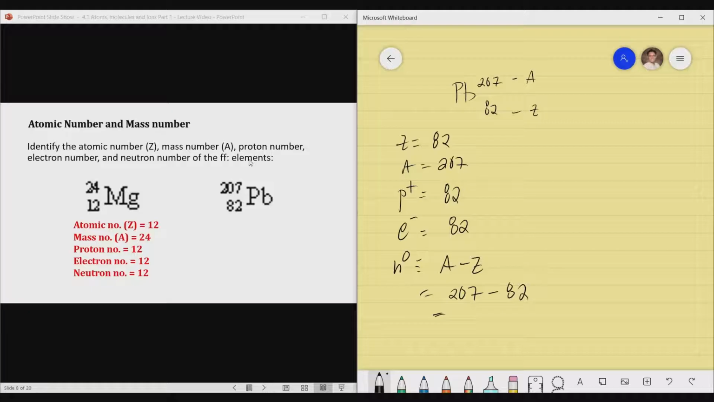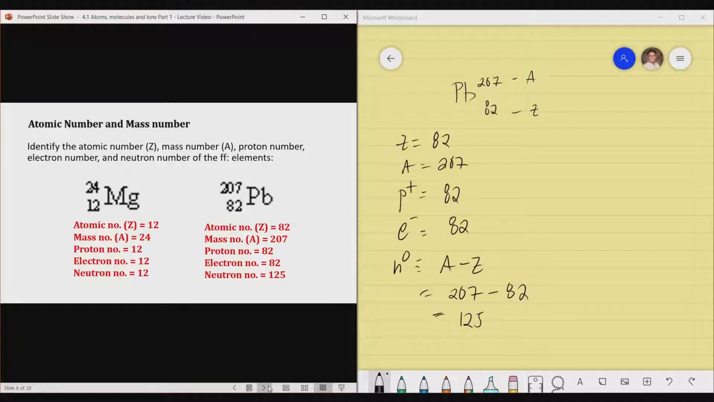Okay? So, let me just use a calculator here with me. So, 207 minus 82, that is 125. So, let me check. 82, 207 for mass number, proton number is 82, electron number is 82, and then neutron number is 125. Okay? Easy, very easy. This is easily done as long as we follow the definitions on how we identify atomic number, mass number, proton number, electron number, and neutron number. Okay?